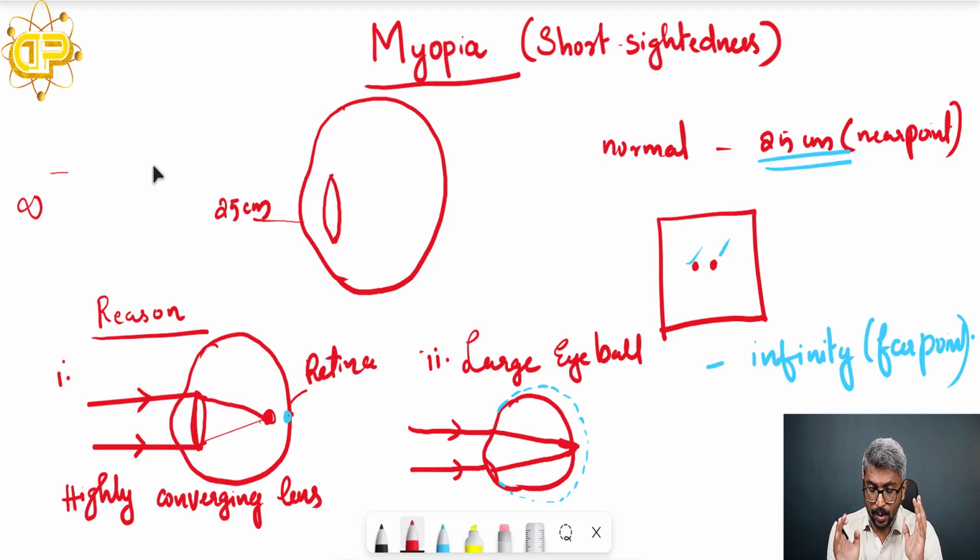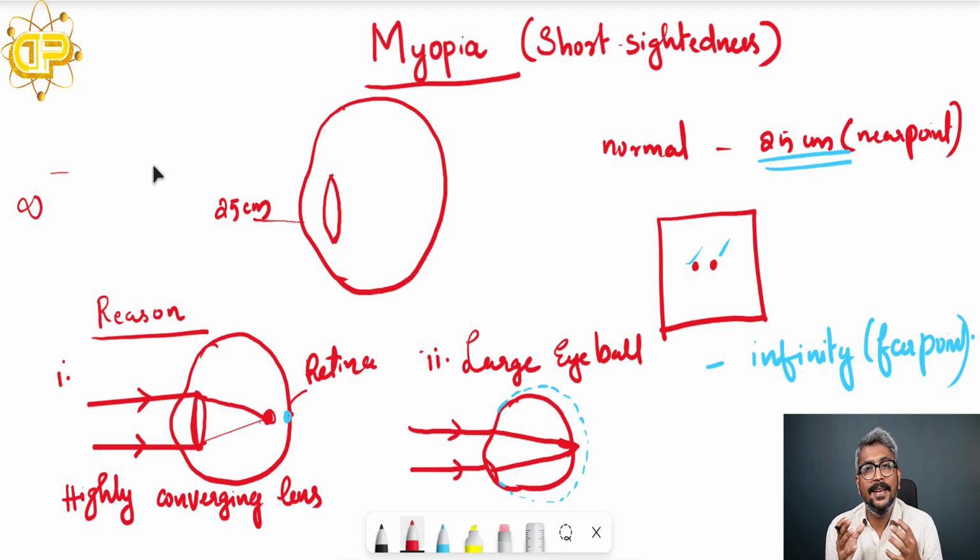So I hope you got the major reasons for myopia. A quick revision. What is myopia? Myopia means short-sightedness, and a person with myopia can see an object kept nearby, but cannot see clearly an object kept at infinity or the far point. This is known as myopia, also known as short-sightedness. What are the reasons? There are mainly two: the first is the high converging power of your lens, and the second is that a large eyeball will cause you myopia.